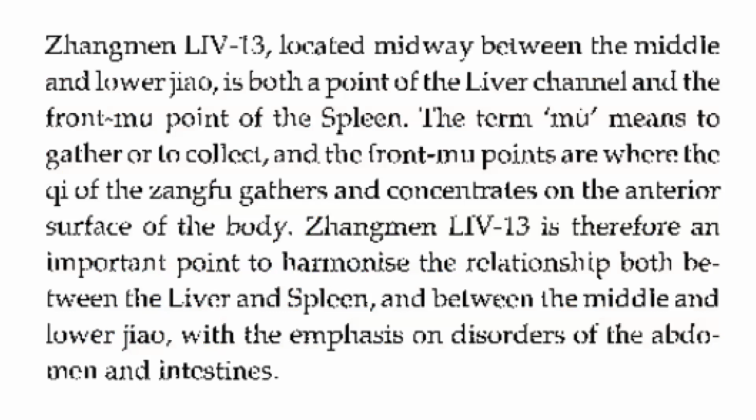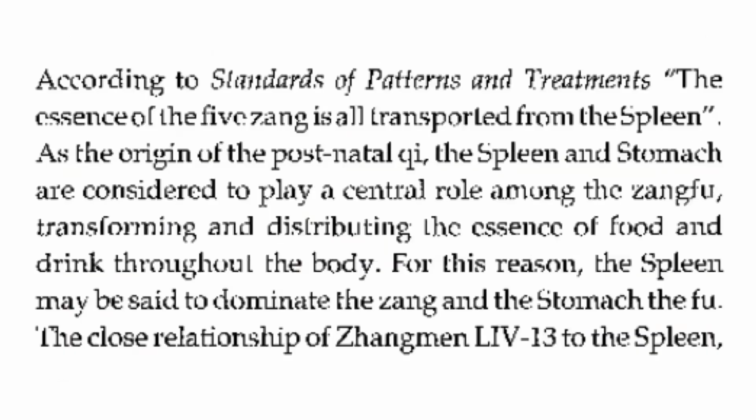Zhangmen, liver 13, located midway between the middle and lower burner, is both a point of the liver channel and the front mu point of the spleen. The term mu means to gather or to collect. The front mu points are where the qi of the Zang-Fu gathers and concentrates on the anterior surface of the body. Zhangmen, liver 13, is therefore an important point to harmonize the relationship both between the liver and spleen and between the middle and lower burner, with emphasis on disorders of the abdomen and intestine.